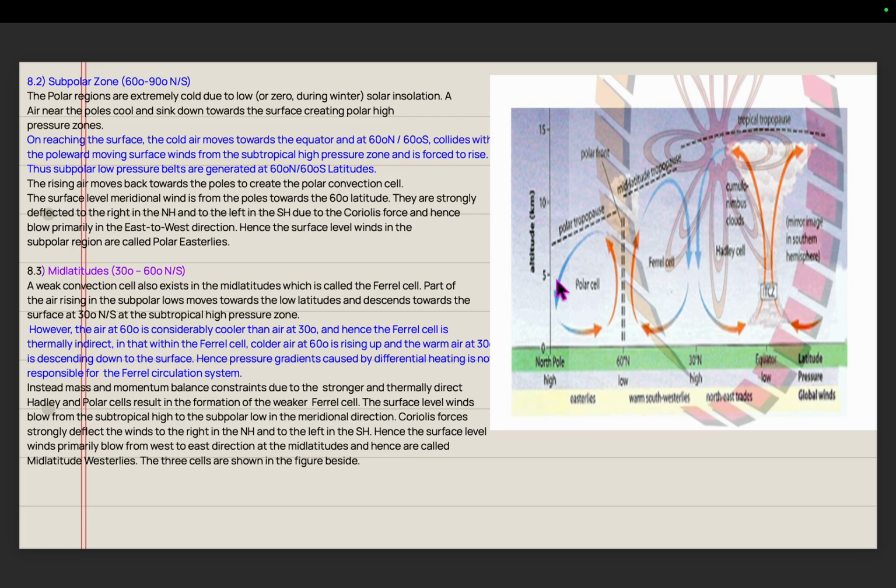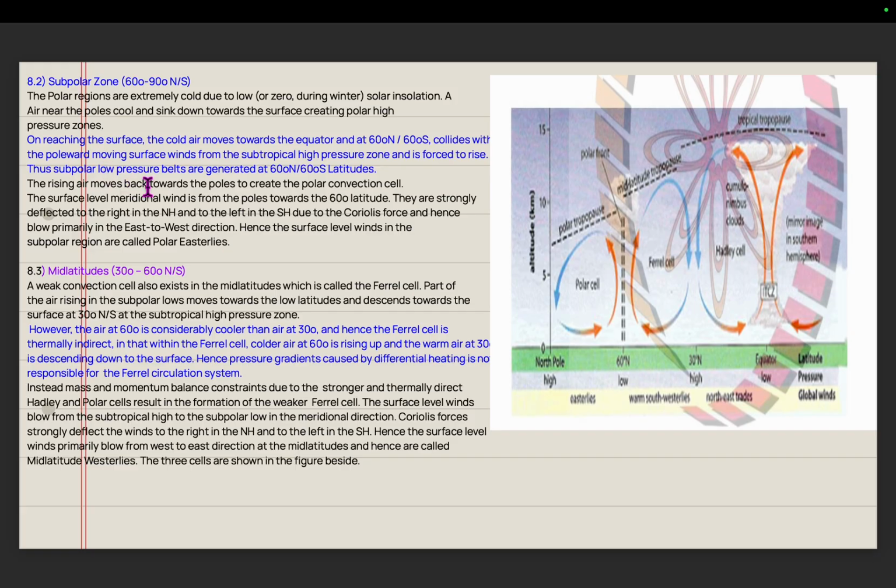You can see here the air parcel sinks down from the pole and comes towards the equator. But the Ferrel cell is a thermally indirect circulation, so here there is some flow towards the 60 degree north or 60 degree south, you can say. And when they collide, they tend to rise in the upper direction. So there is always a low pressure belt here at the 60 degree north or 60 degree south.